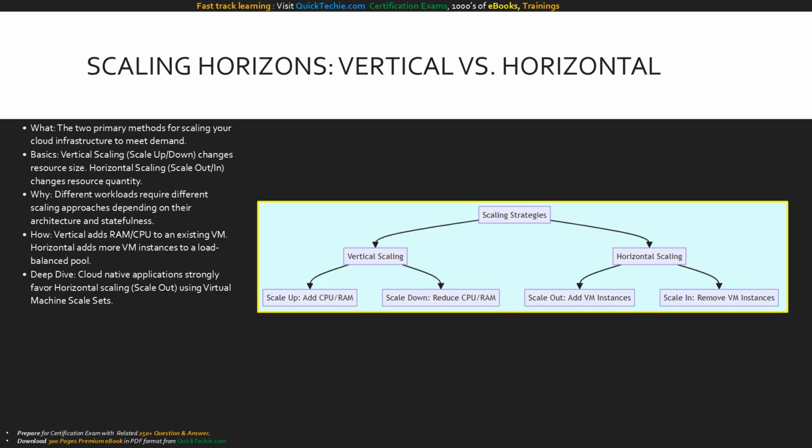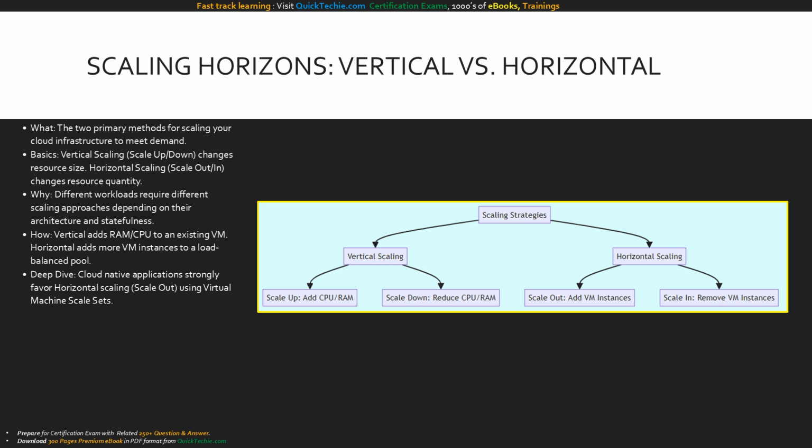Now, look at the right branch, horizontal scaling. This splits into scale out by adding completely new virtual machine instances to your environment, and scale in by terminating unused instances. Horizontal scaling changes the quantity of your resources, not their individual size.